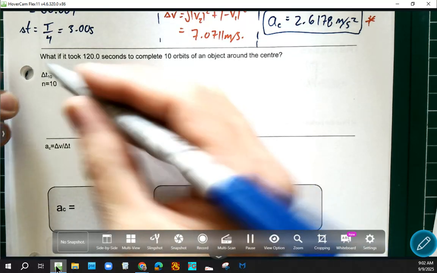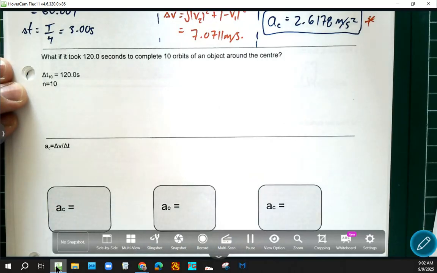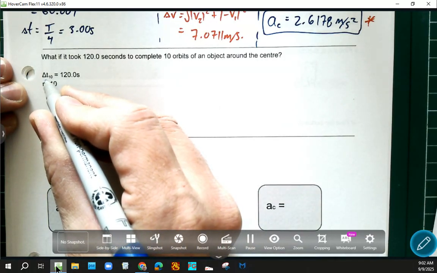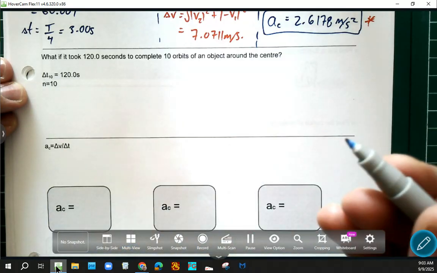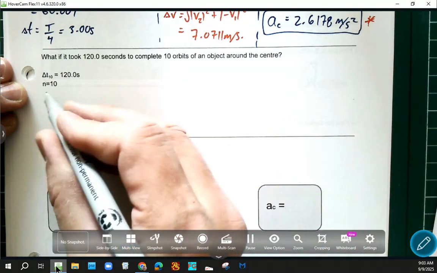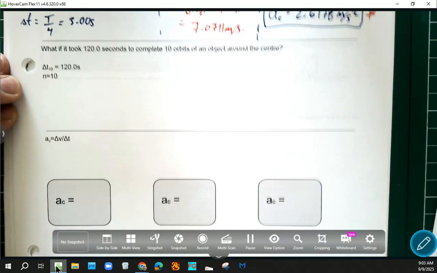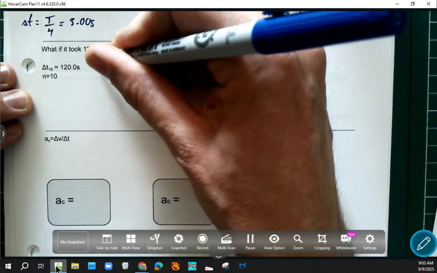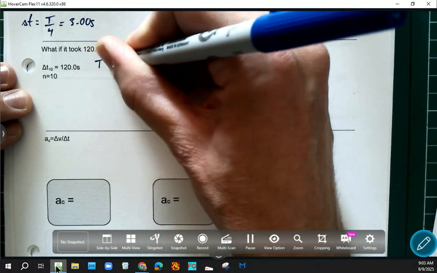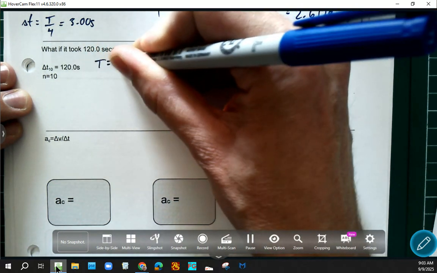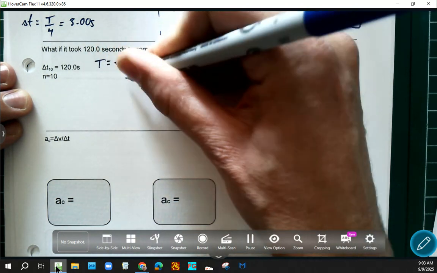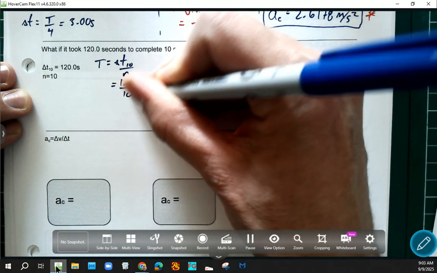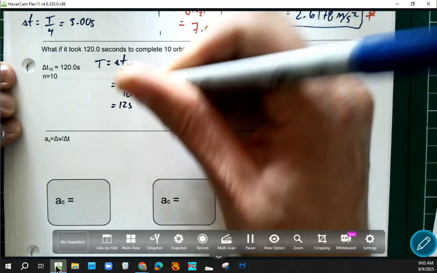All right, so we say that this thing goes around 10 times. So I'm just going to, this isn't formal notation, I'll say delta t sub 10, 120 seconds. And that's just going to be my way of communicating that it happened 10 times. N equals 10. That's how many times it went around in a circle. So I say, okay, well, I've got my period. That's going to be delta t sub 10 over n, 120 seconds over 10, 12 seconds.